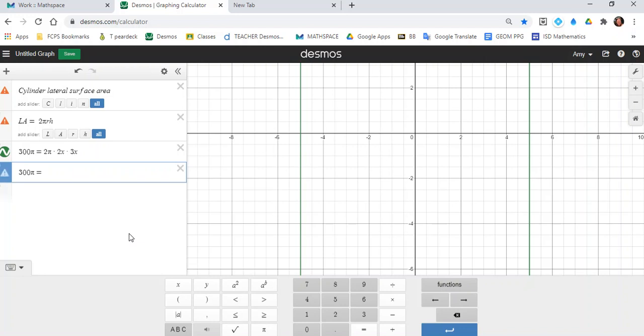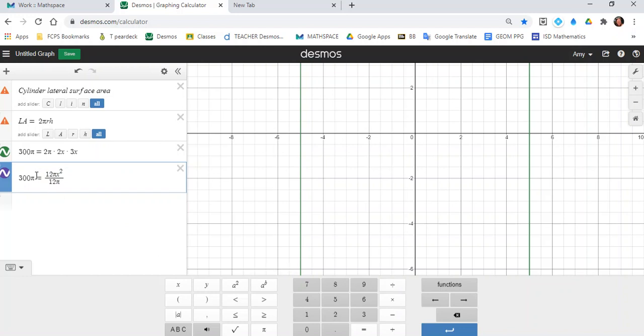300 pi equals 2 times 2 is 4 times 3 is 12, so 12 pi. x times x is x squared. That's the most common error, you forget to put an x squared in there. Now I can just do basic algebra 1. I'm going to get x squared by itself, so I'm going to divide this whole thing by 12 pi.